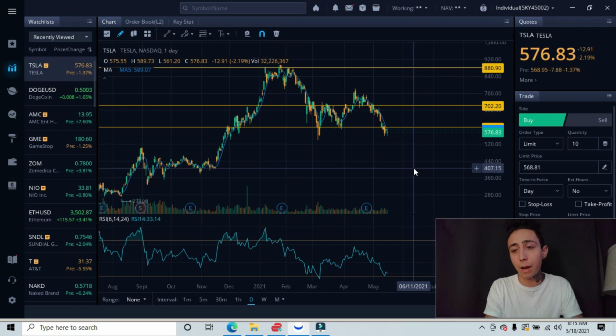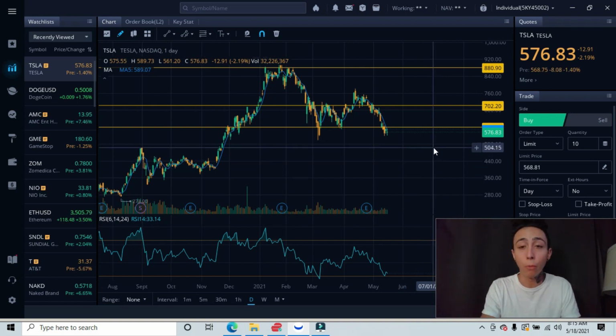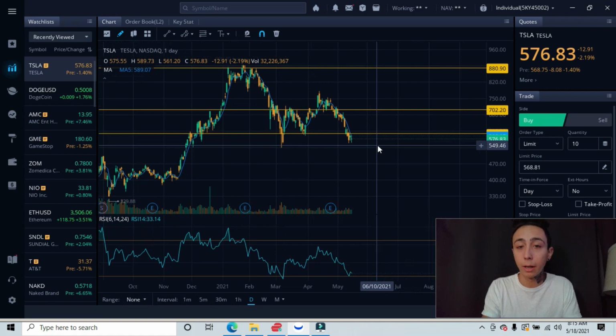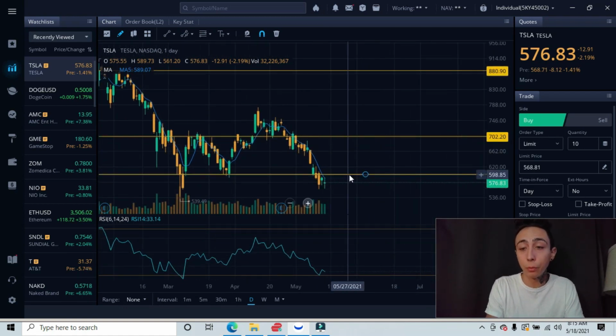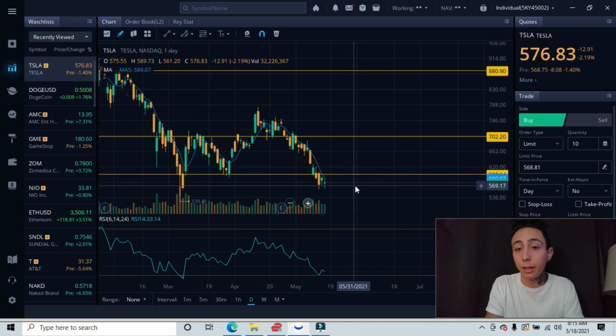Hopefully that doesn't happen. I'm not saying that it will, you guys, but we always have to keep in mind the worst case scenario. Always. It doesn't matter if it's Tesla or NEO. We always got to keep that in mind, okay? So if that does happen, if we come up and retest this resistance and we start failing, then of course I'll do an updated video and explain to you where we could be heading from there.